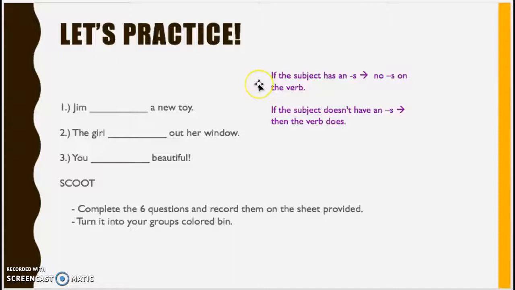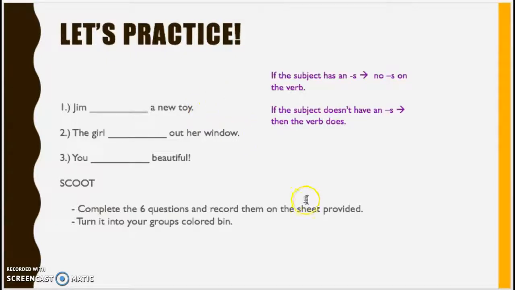The first sentence, now you'll notice there's no answers here, but when the question pops up, you'll have some answer choices to pick the correct verb to complete each sentence. So the first sentence says, Jim blank a new toy.